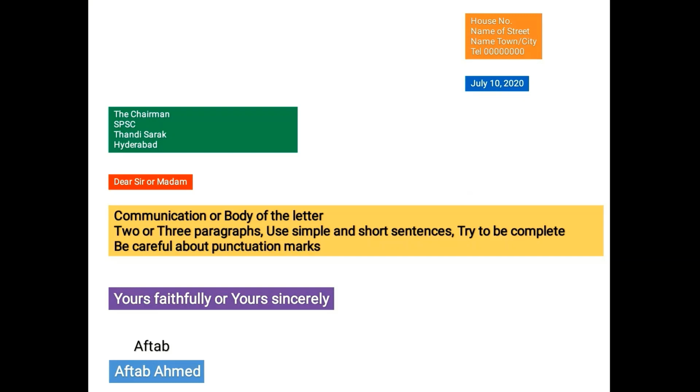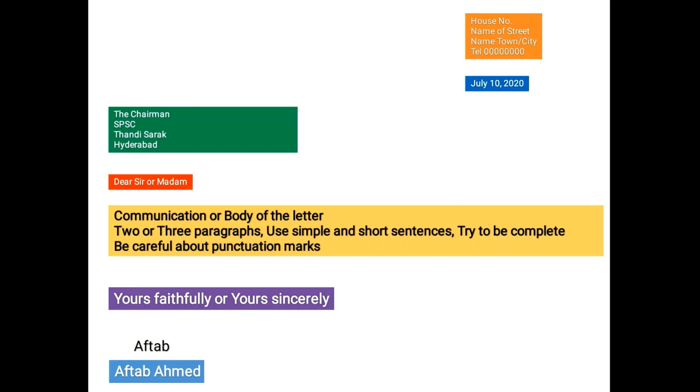Then just below that address of the receiver, there is a salutation. As I already mentioned, don't put a full stop or exclamation mark, just write the salutation. Maybe you can put a comma. Then just below the salutation you have to write the body of the letter. Actually that is your letter, whatever you want to convey. Try to be specific and try to use simple language.